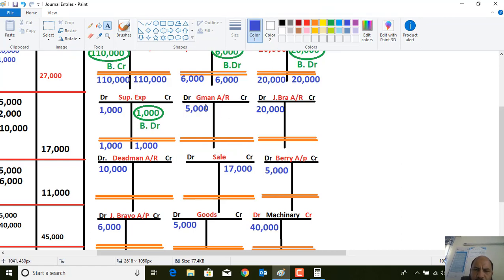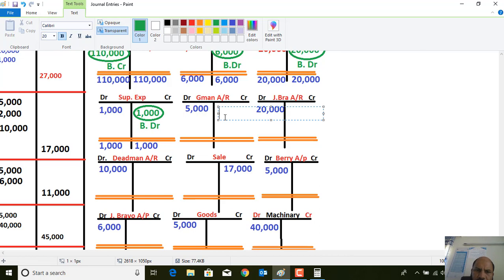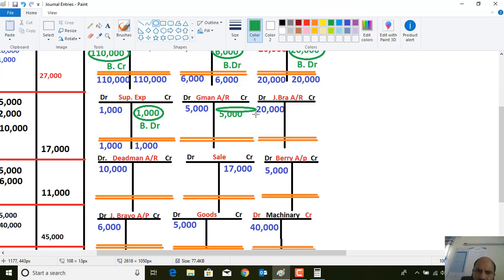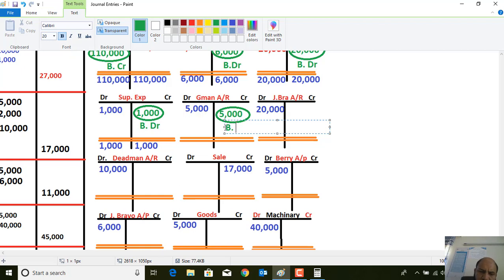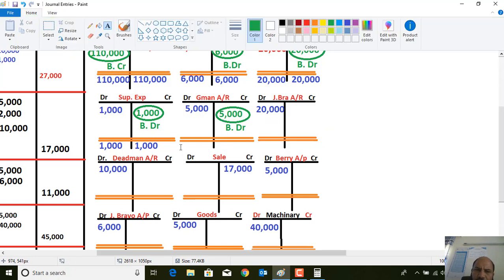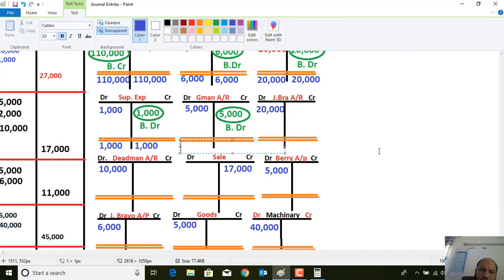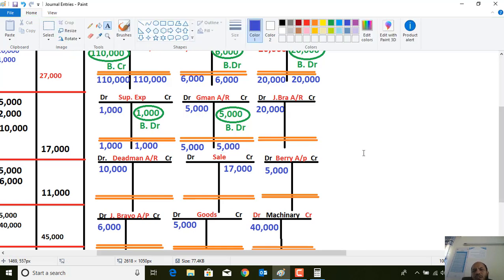Now we will prepare the Gmen account receivable. The Gmen account receivable has 5000 on the debit side, but a zero balance at the credit side. That's why we will add 5000 over here too. We will put this 5000 in a circle and write down that it is our debit balance, the balance of debit record. What is our job? We will add the debit amounts and write the sum at the debit side, and we will add the credit amounts and write the sum at the credit side. So the Gmen account receivable debit balance is equal to 5000 rupees, and we have also added 5000 as a balance at the credit side. So both sides are now equal.